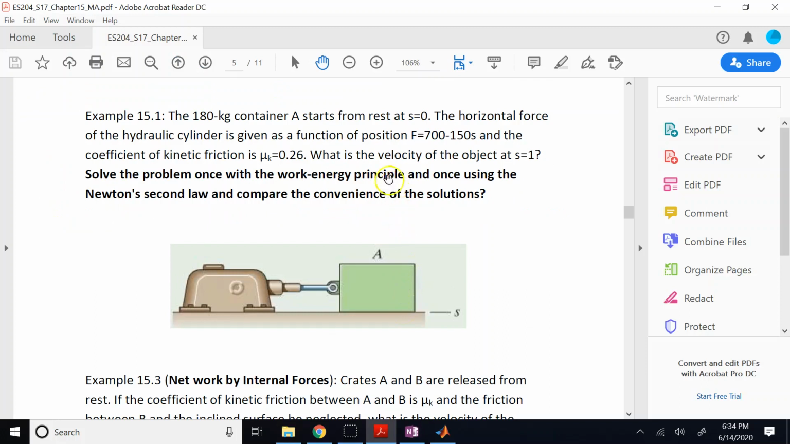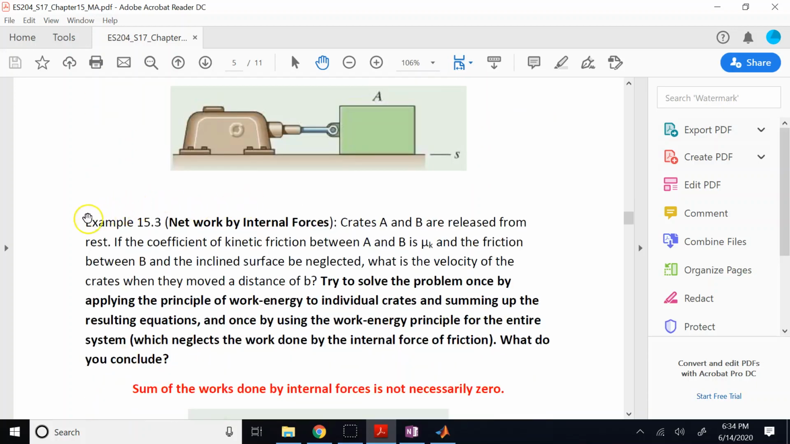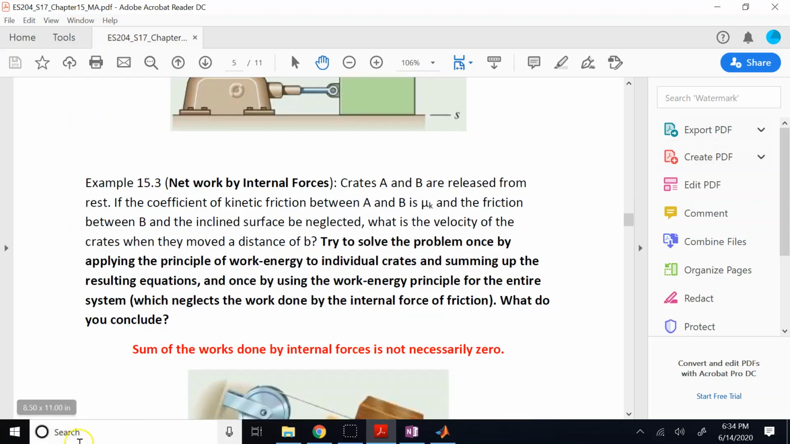Okay, so hopefully I could make this topic easily understood for you. And we're going to solve this example 15.3 inside the classroom. And if we have time, probably more problems. Okay?